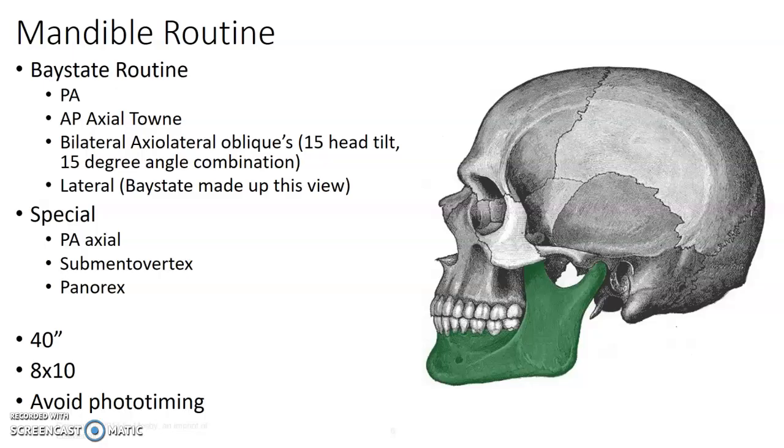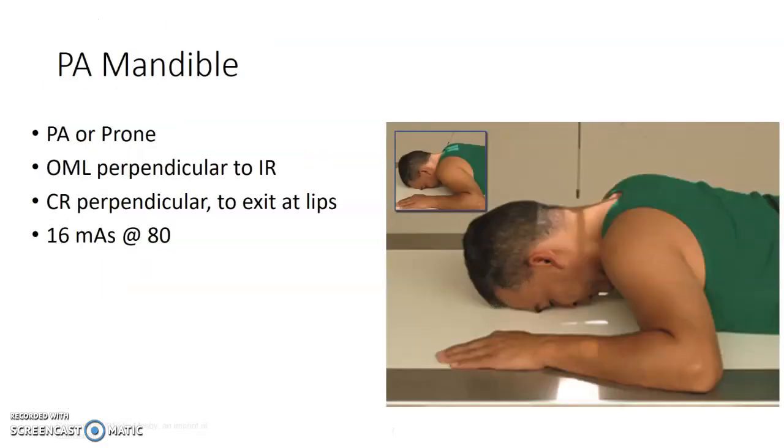I tend to always use an 8x10 for most of mine, and I try to avoid photo timing, especially on the angled ones. So PA mandible, I usually do mine upright, standing with the patient facing the wall Bucky. You can do it prone like this if you'd like. I find it to be a little bit awkward. But your patient is going to be PA, most likely up against the wall stand.